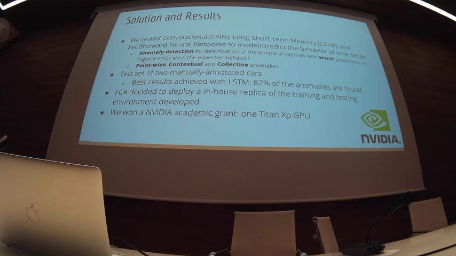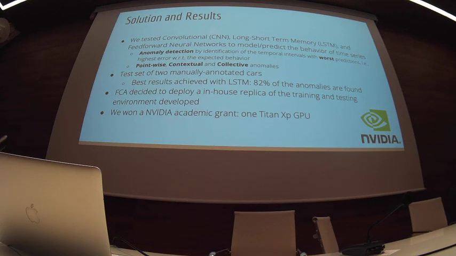Specifically, the highest error with respect to the expected behavior. So when the prediction of the network gives a very, very big error with respect to what we expect, there is an anomaly. We define several strategies for catching anomalies.